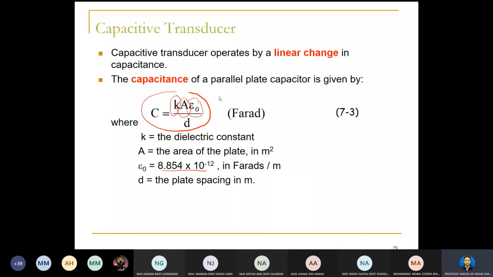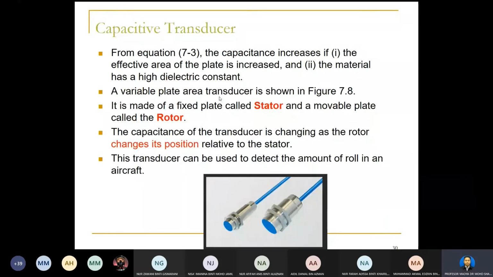Okay, and then the variable plate area transducer is shown in figure 7.8. It's made from a fixed plate called a stator and a movable plate called a rotor. So that's why we have two plates. One will be fixed, we call it the stator. The other one will be the movable plate, we call the rotor. The rotor will be moved either clockwise or anti-clockwise. So the capacitance of the transducer changes as the rotor changes its position relative to the stator.